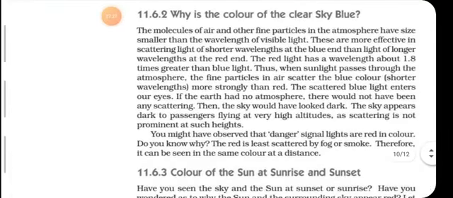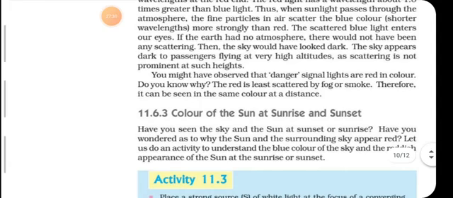You need to write a short note on why the color of the clear sky is blue, the color of the sun at the sunrise and the sunset, as well as the twinkling of the stars and why the planets do not twinkle.